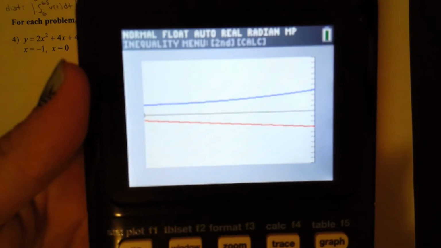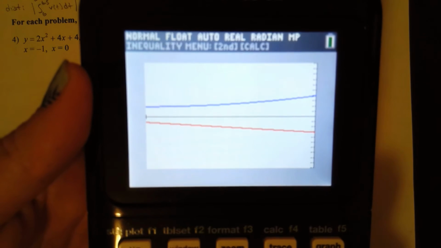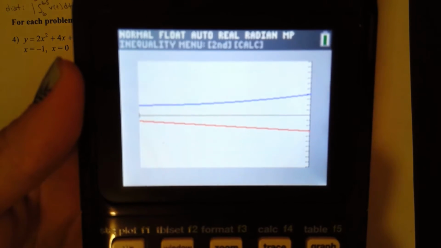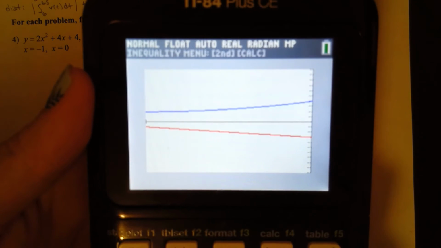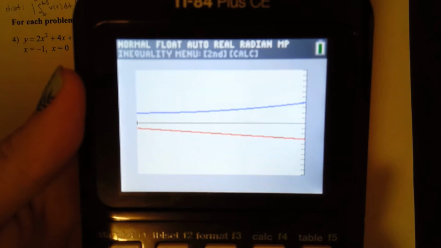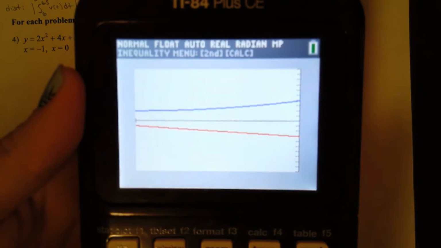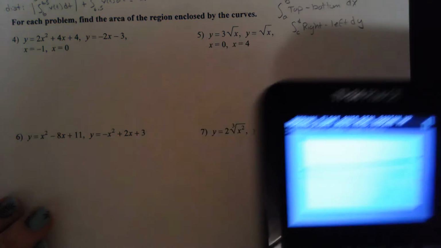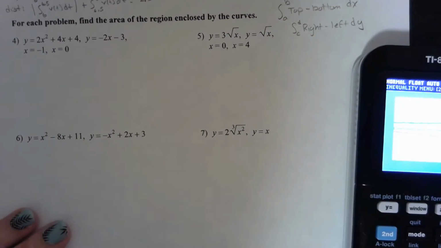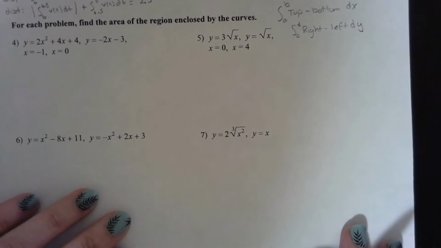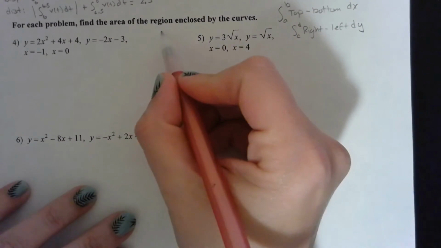So I got it. The left hand side is my x equals negative 1 vertical line, and my right hand side is the x equals 0 vertical line. Okay, so I basically just put a bound of negative 1 to 0. So if you want to sketch a picture of that, you can. You don't have to. Some of them it is going to be easier to make sure you sketch a picture.